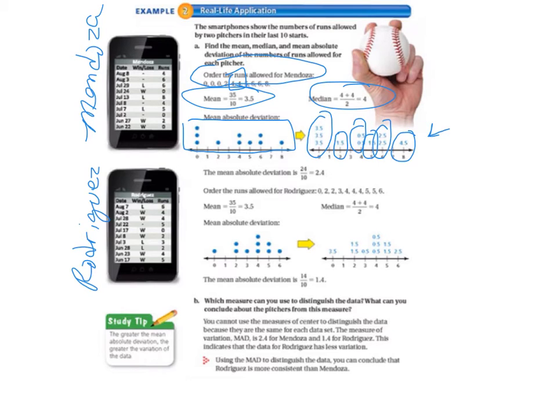And so then you add up all of the numbers on your new plot, and you have 24, and you divide it by 10 because that's how many numbers there are, and you get 2.4.